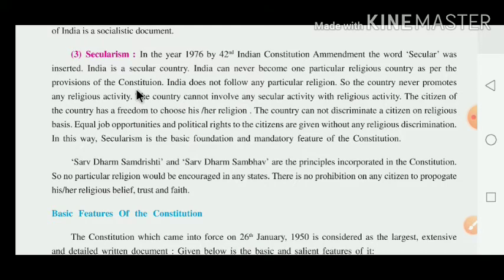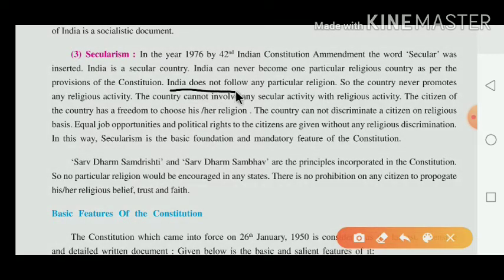That's why we can say that India is a secular country. Why? Because people of all kinds of religion are living in India. India does not follow any particular religion, dear children. Be careful. India does not follow any particular religion. So the country never promotes any religious activity. At the national level, the nation never promotes any kind of religious activity. All religions are the same in front of the Constitution.